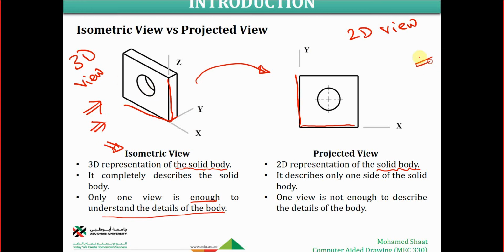But if you look at the two-dimensional view, it won't give us a complete understanding of the object. It means that one two-dimensional view is not enough to fully describe the details of the solid body. So that's why for the two-dimensional projections, or two-dimensional views, we have to represent more than one, so we can understand what this object is. Make sense? This is the big difference between the three-dimensional representation, like isometric, and the projected view, which is the two-dimensional view.